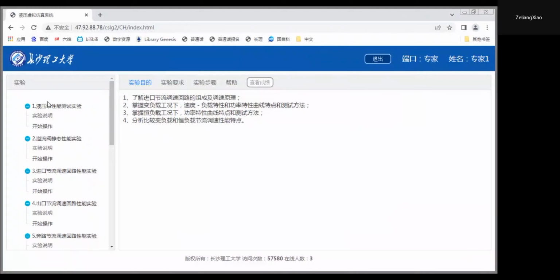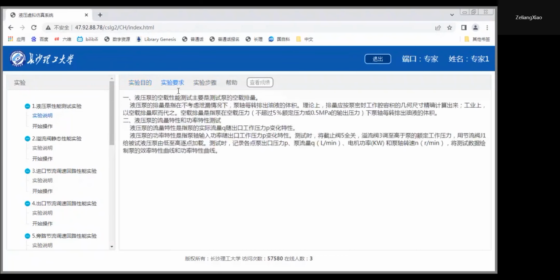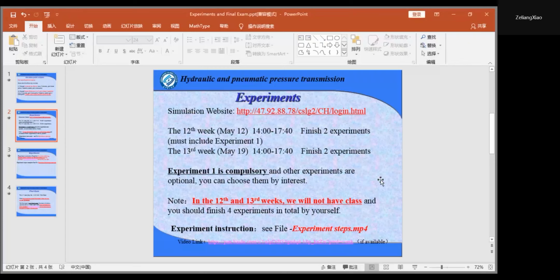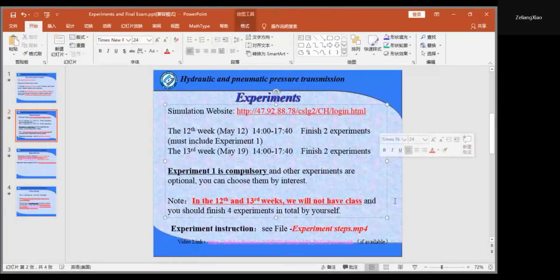Experiment 1, this one. Experiment 1 is compulsory. You must do it. And how to do this? First, this is the requirement, and this is the step.